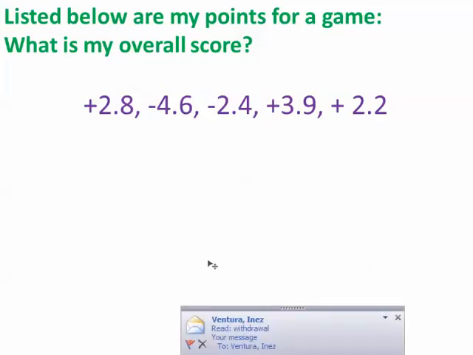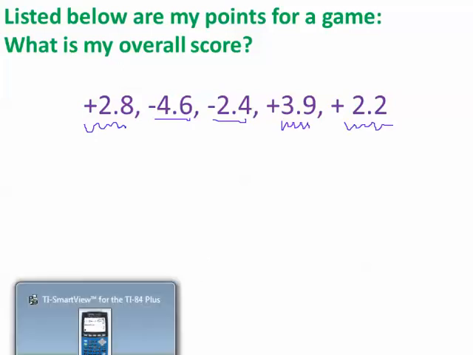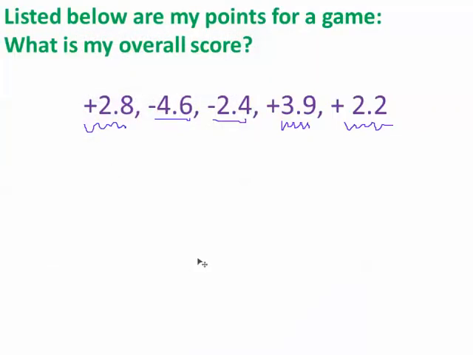Listed below are my points for a game. I need to know my overall score. So this is the same kind of setup where I have negative numbers that I need to add together, and then I have some positive numbers that I need to add together. Normally, I should say, do this one step at a time and subtract the negatives and then add and then subtract. But most people make fewer mistakes in adding. So what I recommend is that you add your negatives together. I get 4.6 and 2.4. And together, that is 7. But it's negative, so together it's -7.